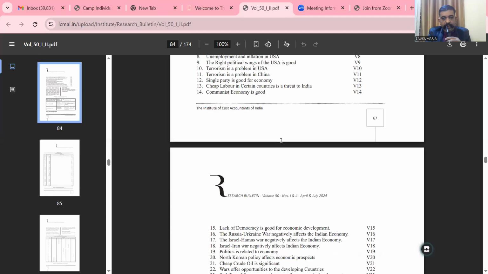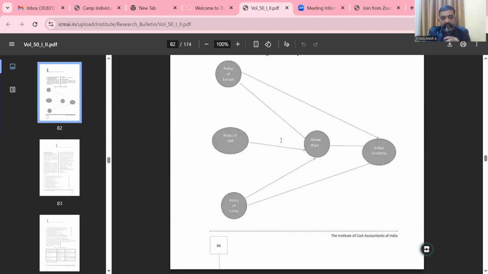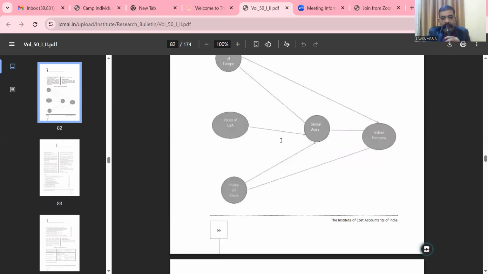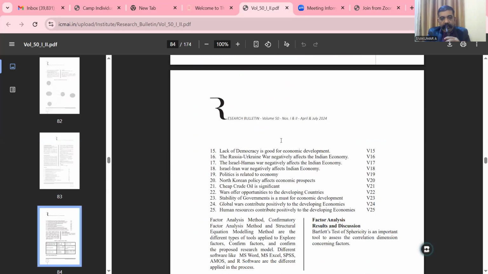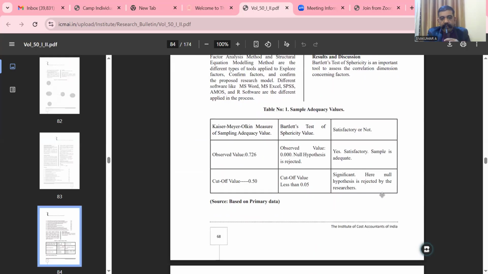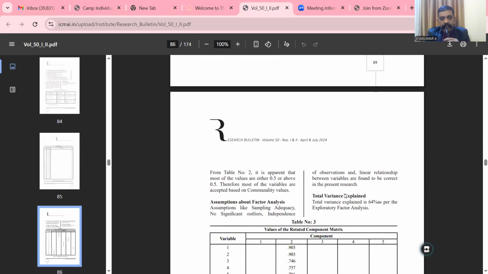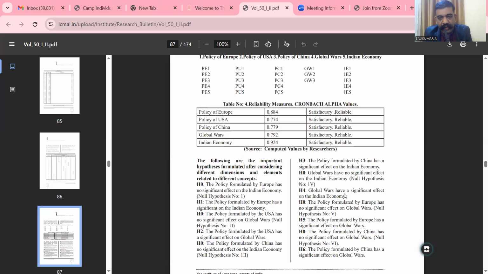Okay, this is the theory. You can see the relationship between different constructs or factors. Then you can see the hypotheses. Those are the hypotheses we have developed.